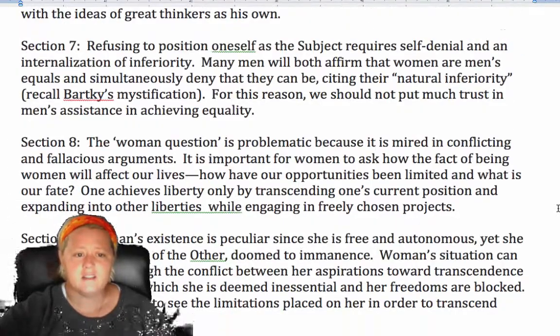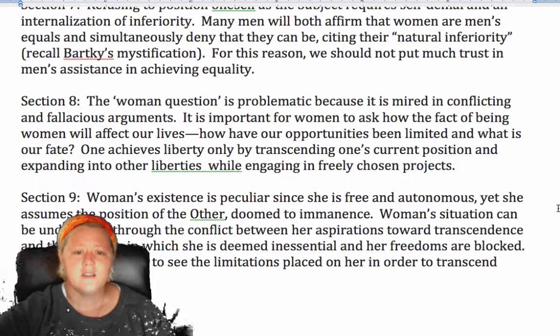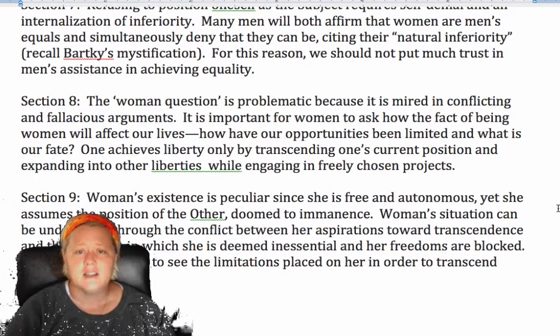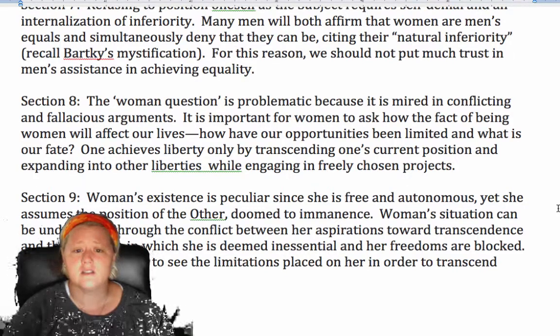In Section 8, Beauvoir argues that the woman question is problematic because it's mired in conflicting and fallacious arguments. It is important for women to ask how the fact of being women will affect our lives. How have our opportunities been limited, and what is our fate? One achieves liberty only by transcending one's current position and expanding into other liberties while engaging in freely chosen projects.